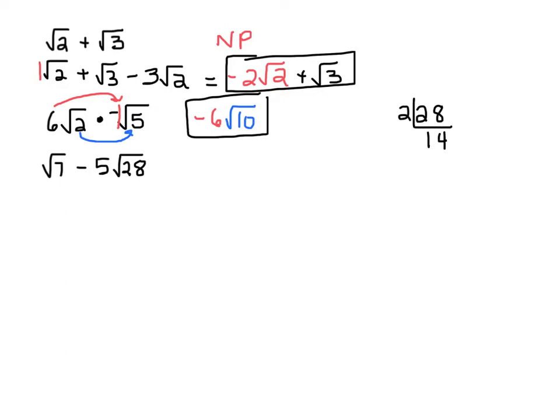2 goes into 28 14 times. 2 goes into 14 7 times. And now I'm down to all prime numbers. And in a square root, again, I'm looking for groups of 2. There is a group of 2, so one group of 2 gets to come out. So this will change to minus. One group of 2 comes out. The 7 has to stay in. So I'm now at square root of 7 minus 2 square roots of 7.